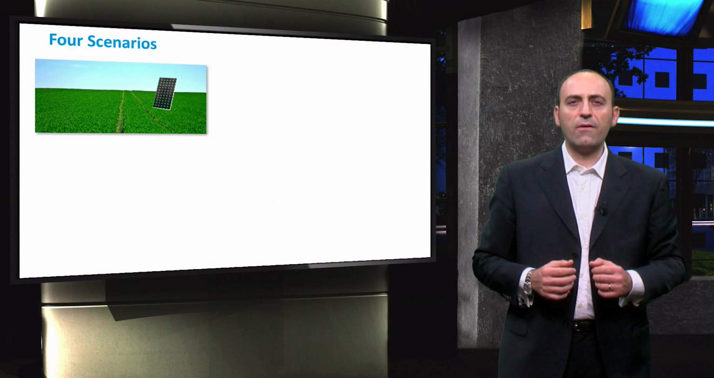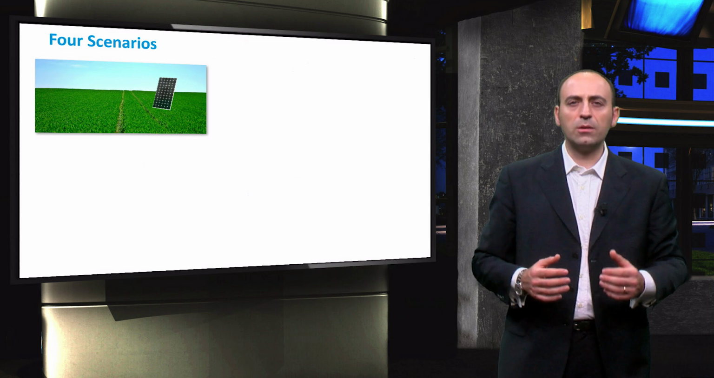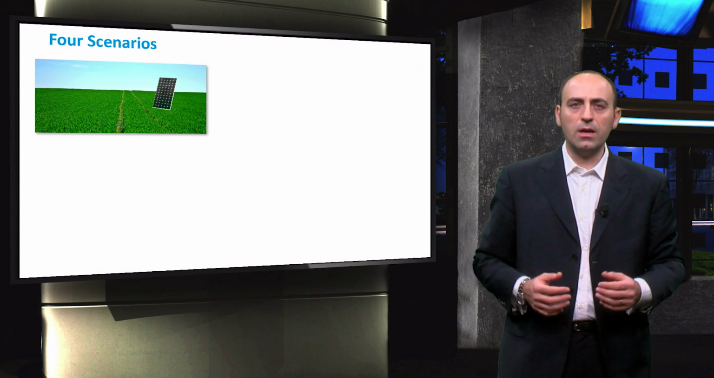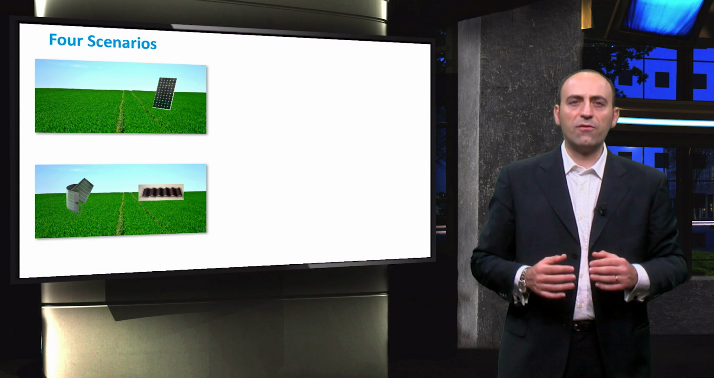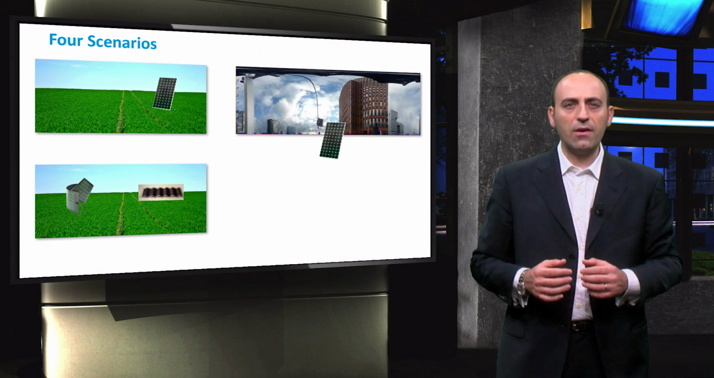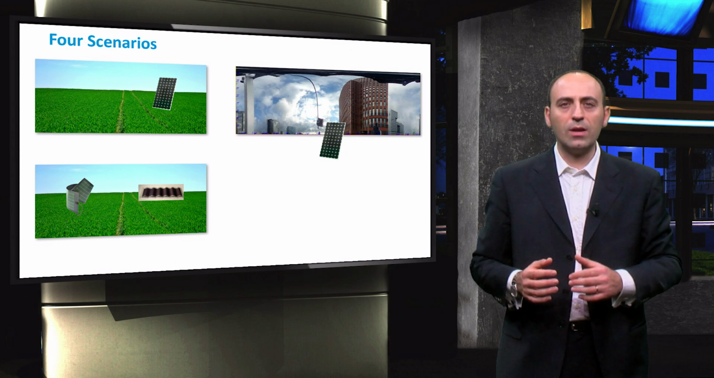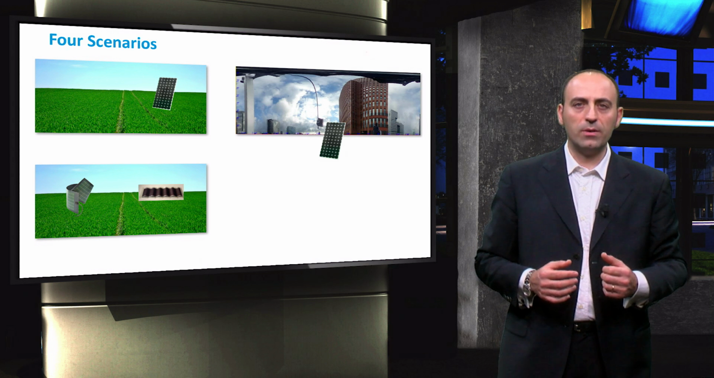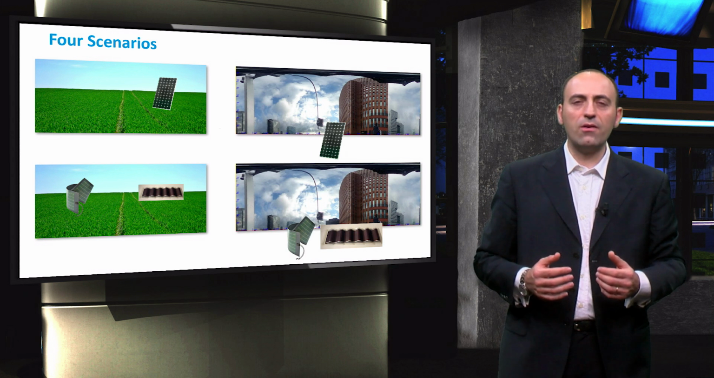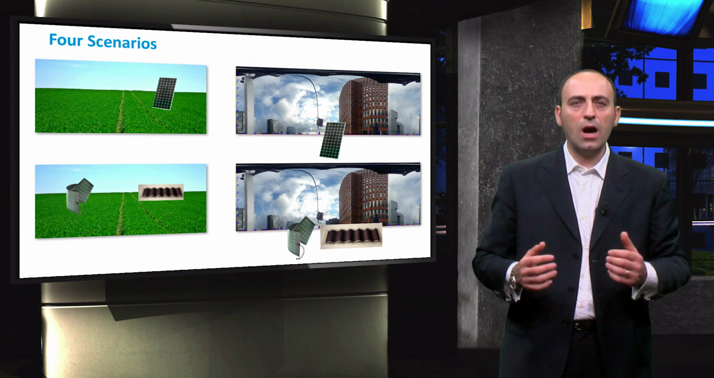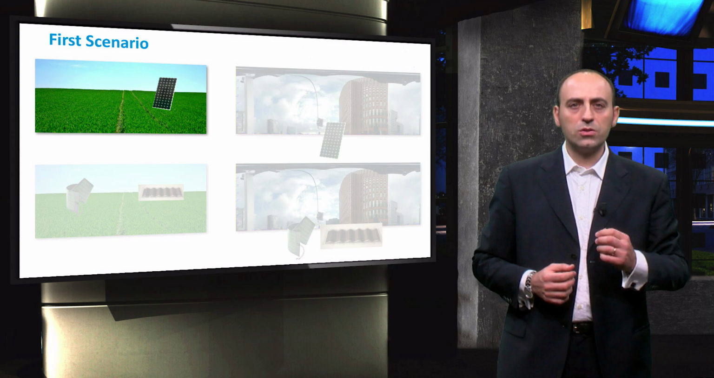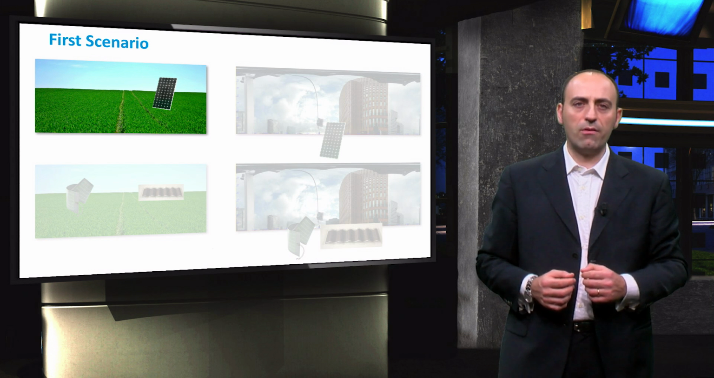The first scenario is when you have a standard PV module in a free horizon. The second scenario is when you have a non-standard PV module in a free horizon. The third scenario is when you have a standard PV module in a complex horizon environment. Finally, the fourth scenario is when both custom PV module and complex horizons are involved. So let us start with the first scenario.